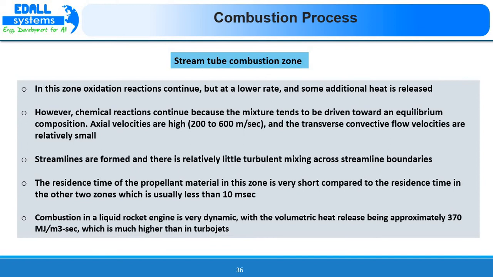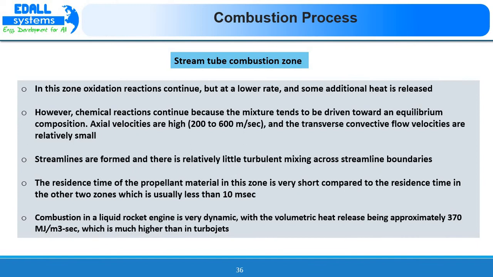The actual velocities are very high, that is 200 to 600 meters per second, and the transverse convective flow velocities are relatively small in this stream tube combustion zone. So the transverse velocities are getting reduced and the axial velocities are getting very high, in the range of around 200 to 600 meters per second. The streamlines are formed and there is relatively little turbulent mixing across streamline boundaries. So the combustion is done, the oxidation reaction rate is getting reduced and axial velocities are getting accelerated in this zone.